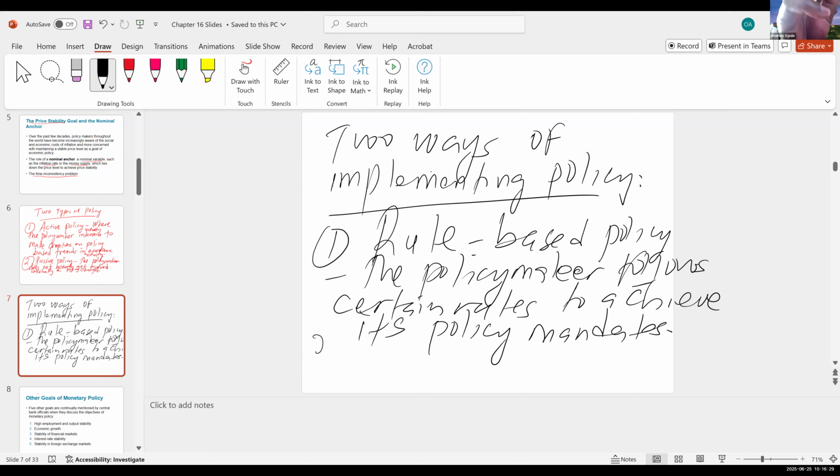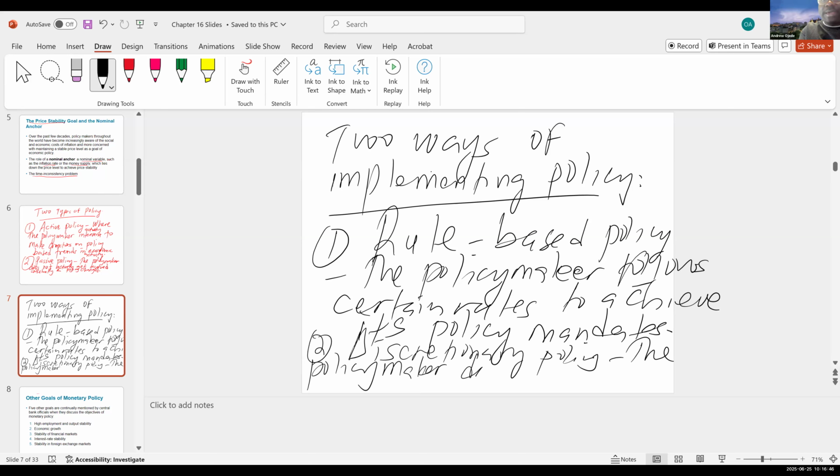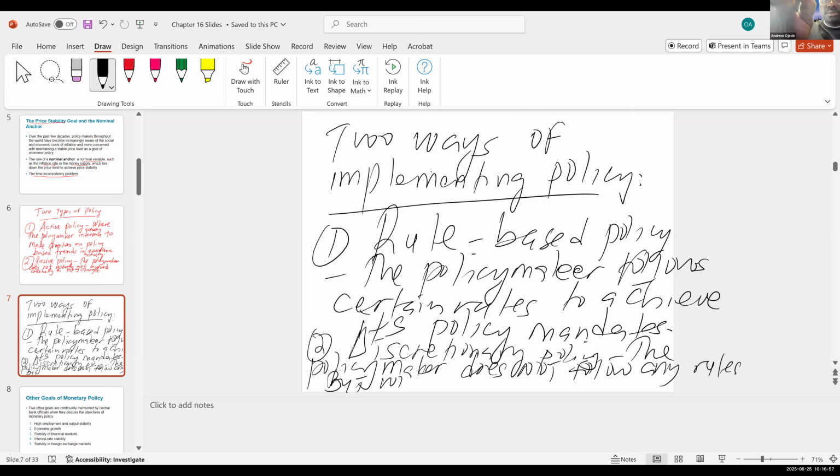The second is what we call discretionary policy. Discretionary policy, well, the policymaker does not follow any specific rule, but will change policy from time to time, depending on what they see best for the economy.